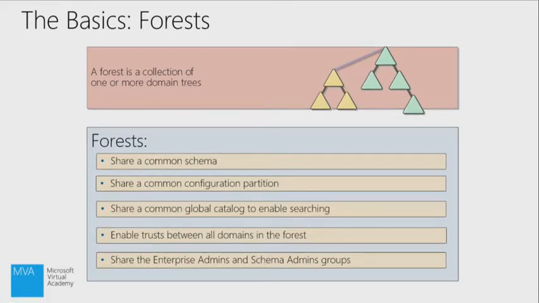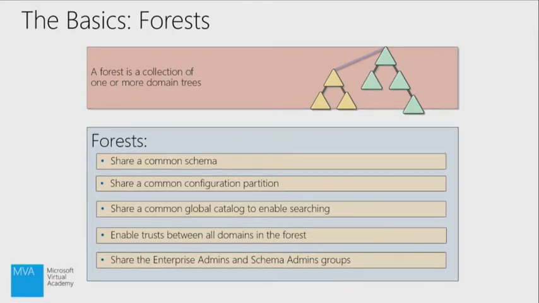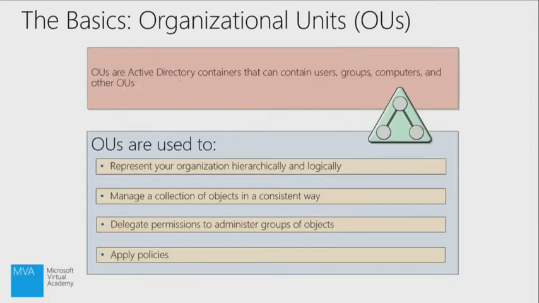Trusts are enabled between all domains in the forest. Again, it's automatic. If a user in this third tier child domain needs to access a resource in another tree, the trusts exist all the way up through those domains and across to the other trees and then down through that hierarchy as well. The enterprise admins and schema admins groups are administrative groups with permissions to modify the domains, the forests, the trees, and the schema itself. Enterprise admins and schema admins are administrators across an entire forest, as opposed to domain admins, which are just administrators across a single domain.